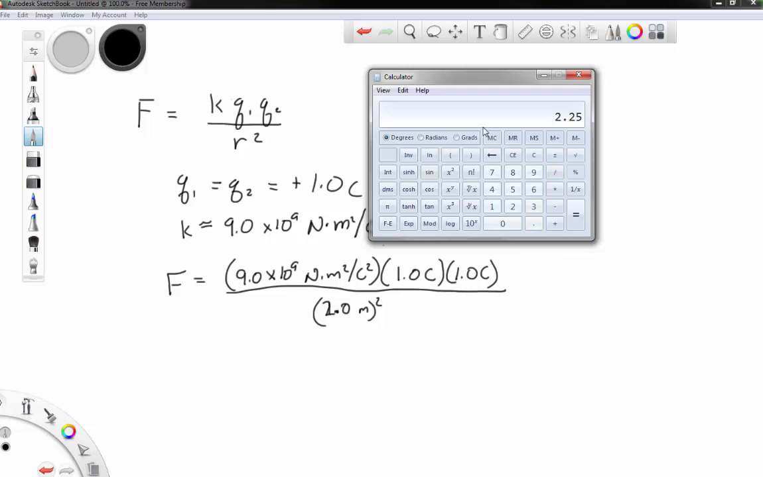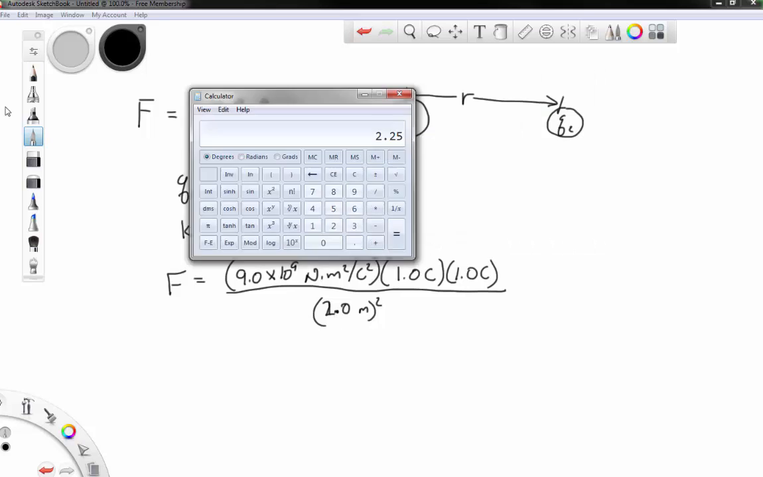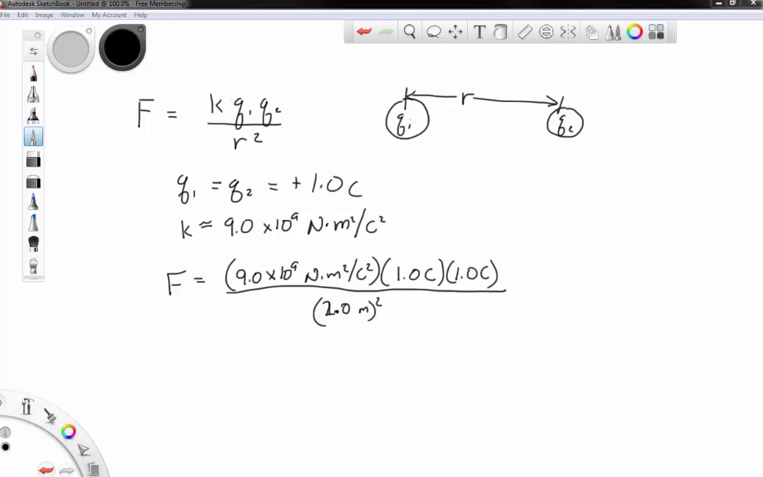Okay, so that gives us 2.25, and then we don't have any powers of 10 outside of this one, so this looks like we're going to have a force of about 2.3 times 10 to the 9th newtons. And again, I rounded it off because of significant figures. The calculator gave us 2.25, but we only have two significant figures to work with, so that's why it's going to be 2.3 times 10 to the 9th.